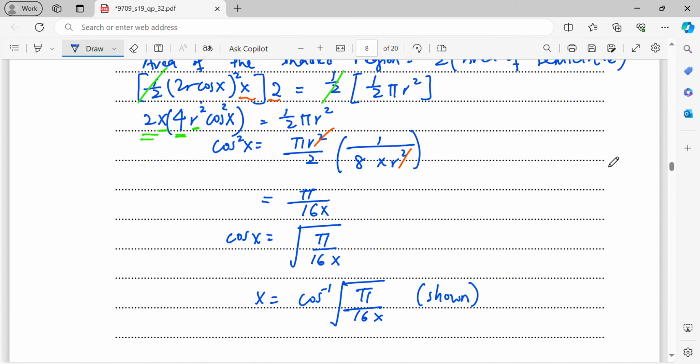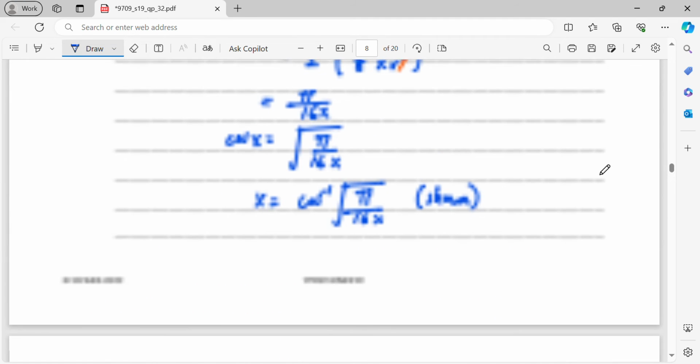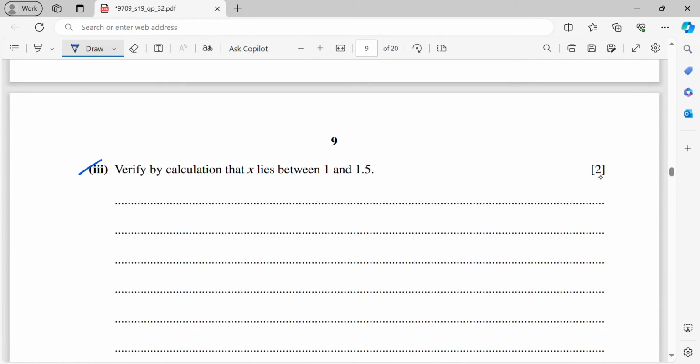Okay, so done for this. Number 3, verify by calculation that x lies between 1 and 1.5. So now I will refer to this expression and move the inverse cos to the other side. So which means my f(x), or probably I just rewrite first. So my x minus inverse cos square root equals 0. So now I will let my f(x) be the left hand side.